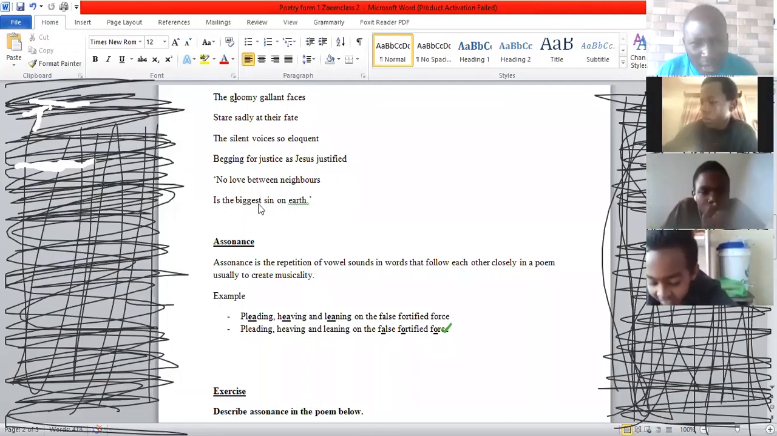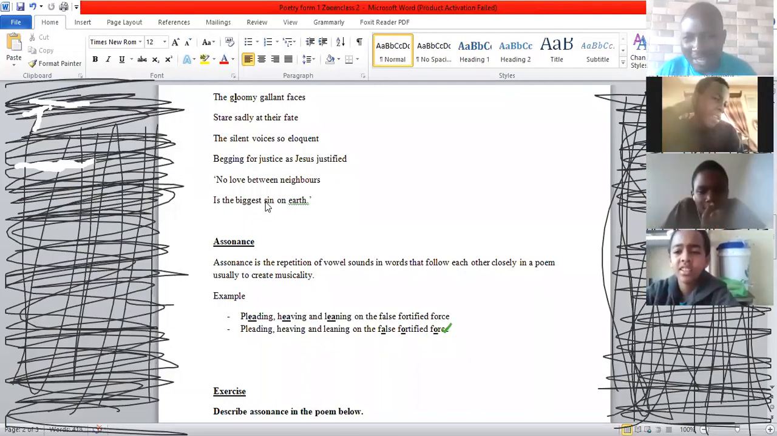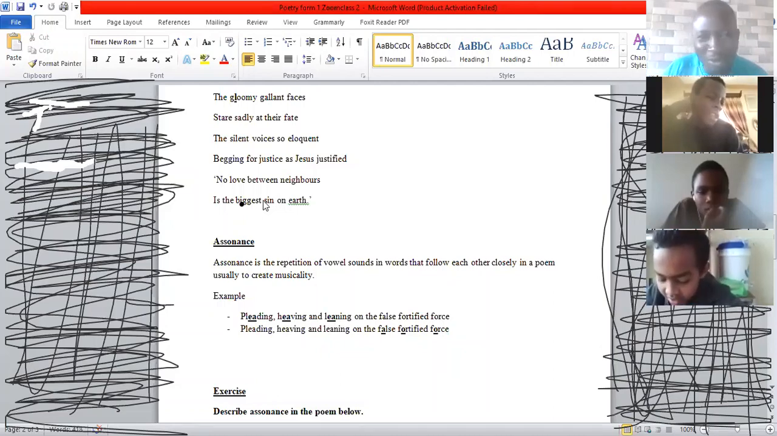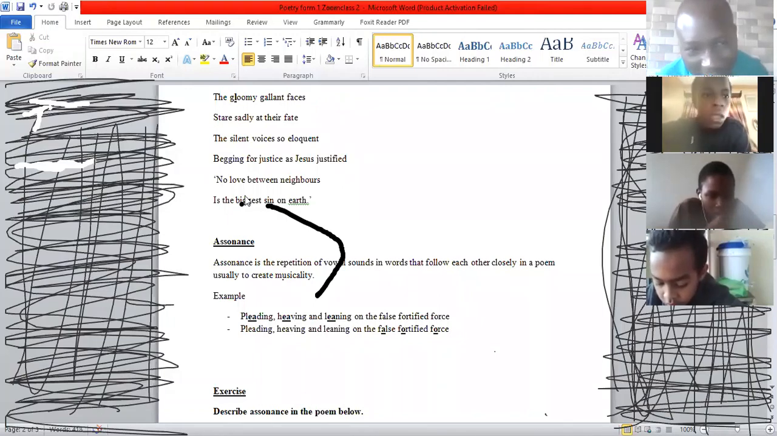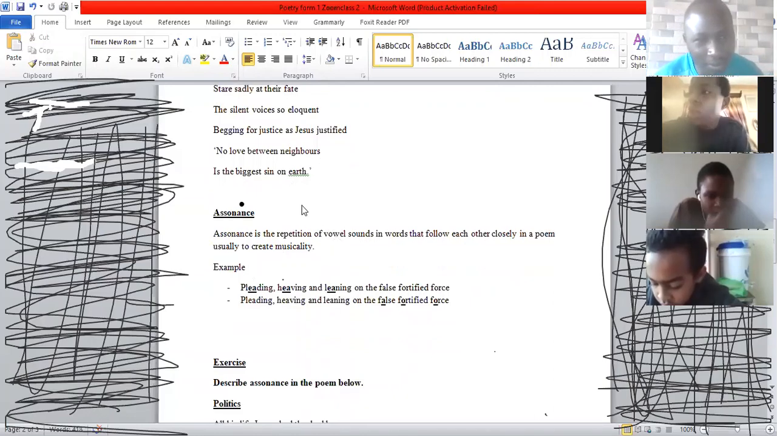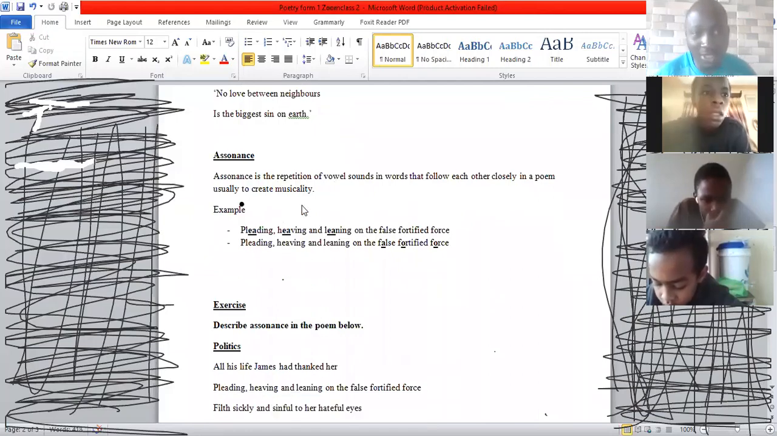I disagree. The problem is that this one is at the beginning. Matthew, the first one is at the beginning. I mean, the second one is at the beginning, while this other one is in the middle. So we cannot consider them. I'm sorry. So we move on to assonance.